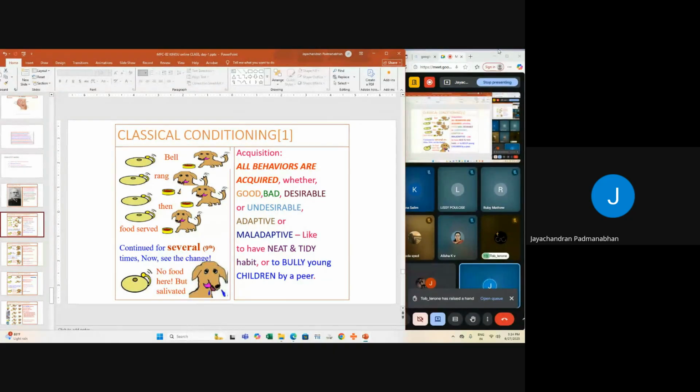You should understand whether acquisition of behavior is very good. I mean, good, desirable, adaptive. Adaptive means must be able to adapt to the conditions. Even a first standard child also must understand the conditions of the family. Without that, if you blindly pamper and spoil the child, you can't expect good behavior in the child. So that is the importance of the developmental theory.